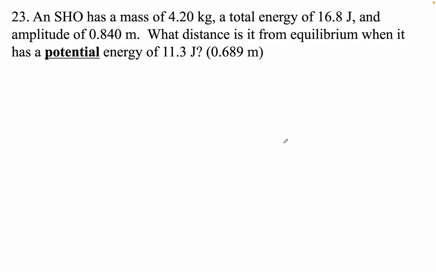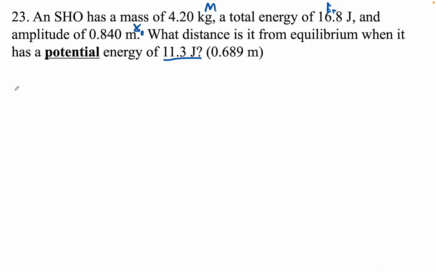A simple harmonic oscillator has a mass, that's our m, right? This is our total energy, right? Amplitude, that's our x naught, right? And at what distance does it have a potential energy of 11.3 joules? Okay, so again, we are going to figure out the omega from this.